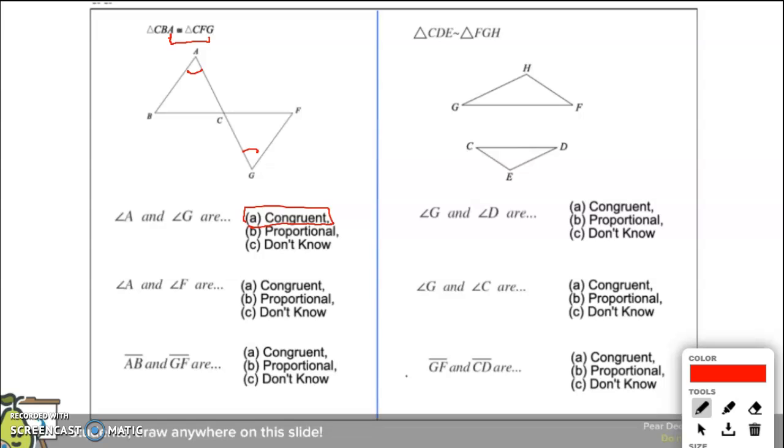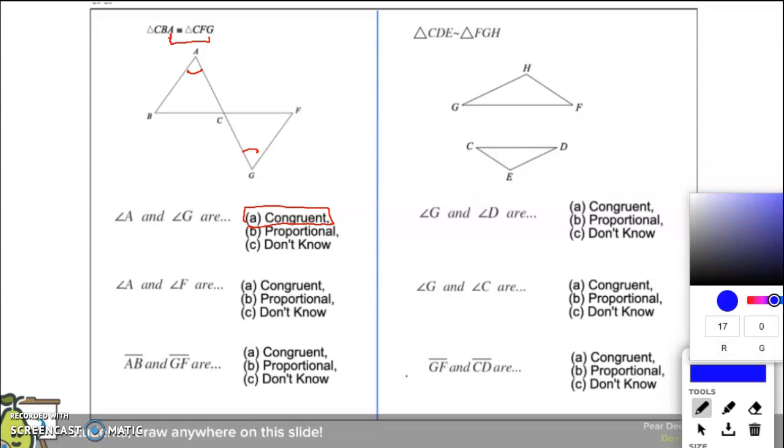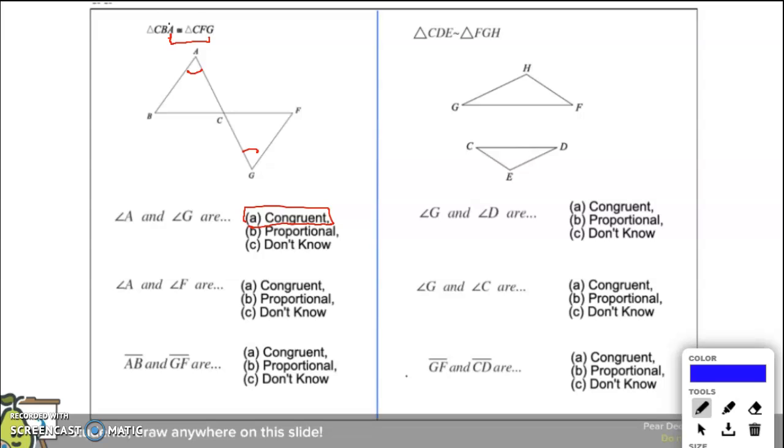What about angle A and angle F? Angle A and angle F, they're not corresponding. So we don't really know what the angle is. They could be congruent, but the angles are not necessarily proportional. So all we can say is we do not know. And then finally, AB and GF. AB and GF, they are corresponding sides. So corresponding sides are going to be congruent.